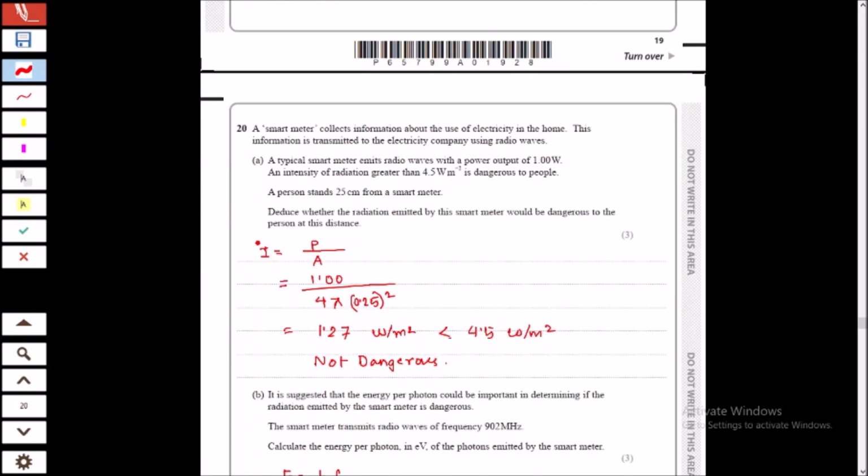So take a moment to read the question. We want to find out whether standing 25 cm from this smart meter is dangerous or not. The power from the smart meter is this much. Intensity is given by power by area. That is the spherical area, definitely, around your source. The power is 1 watt. Area is 4 pi r squared. If you are standing at a distance of 25 cm, you convert the centimeter into meter, you can calculate the area around that source. Dividing the power by this area, you get the intensity, which is 1.27. But this is below our dangerous level of 4.5, so this is not dangerous.